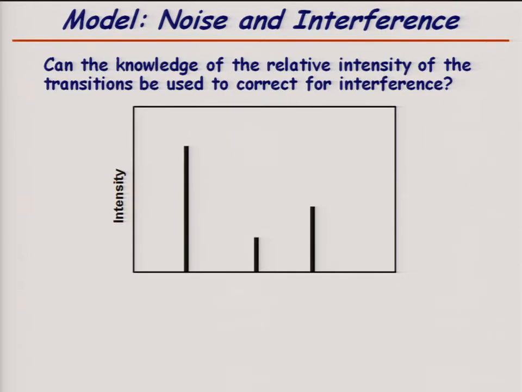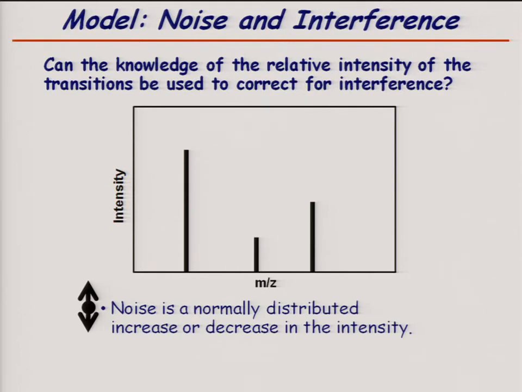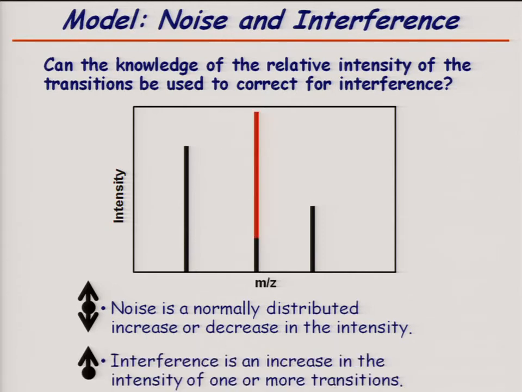So the model that we devised is very simple. We know from measurements what the expected ratios of transitions are. And then there is noise, so that in every measurement we're going to get deviations from the expected. And then we have interference, which is another species in the sample that has the same parent and fragment mass. So that's a positive contribution that we add to one or more of the transitions.